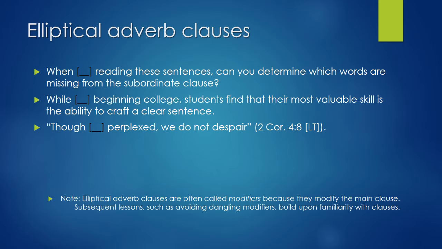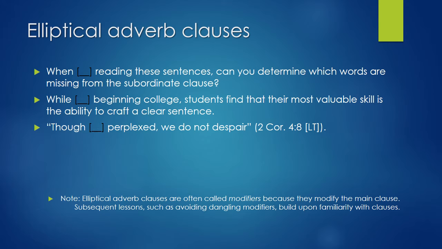Examples of elliptical adverb clauses. When reading these sentences, can you determine which words are missing from the subordinate clause? Well, here, what's elided or missing but implied is the helping verb and the subject, when you are reading these sentences. Second, while beginning college, students find that their most valuable skill is the ability to craft a clear sentence. So in the elliptical adverb clause, what is missing is the subject and the helping verb.